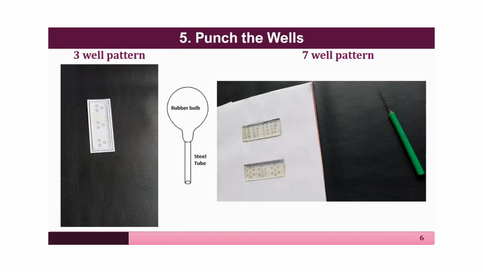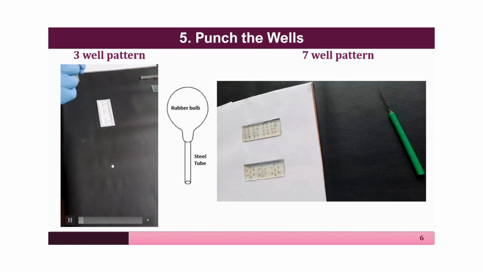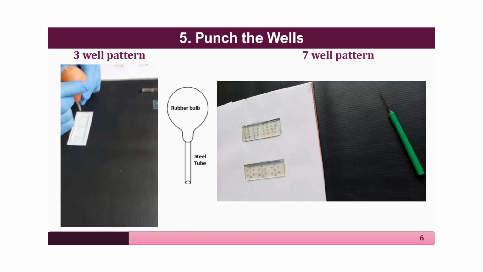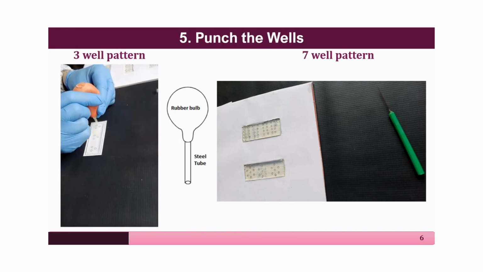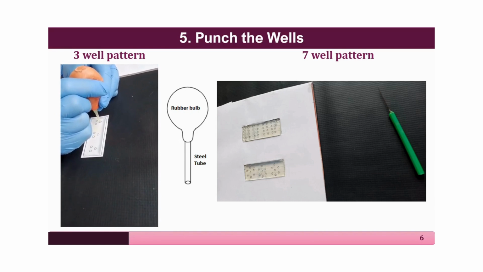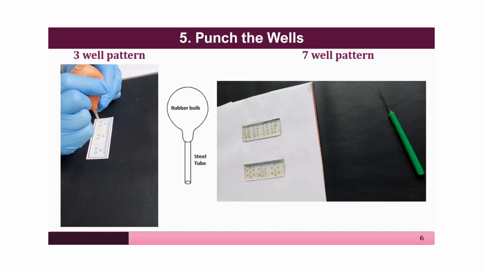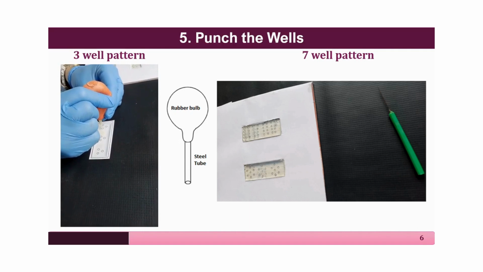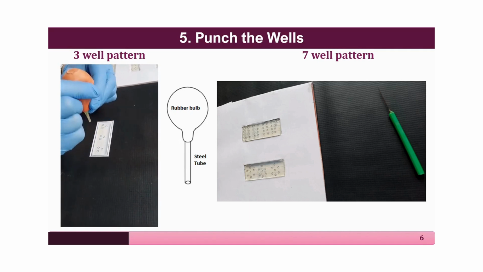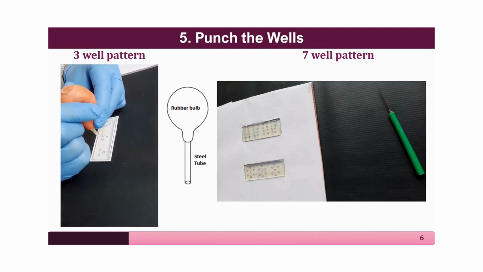Next, you keep the agarose slides on the stencil. Here, the 3-well pattern is prepared. There are only 3 wells to be punched. 2 wells are going to be dedicated for antigen, 1 well for the antibody. The punching of the wells, whether it is 3-well pattern or 2-well pattern or 5-well pattern or 7-well pattern, depends on the number of antigens that you have to analyze against a given antibody.